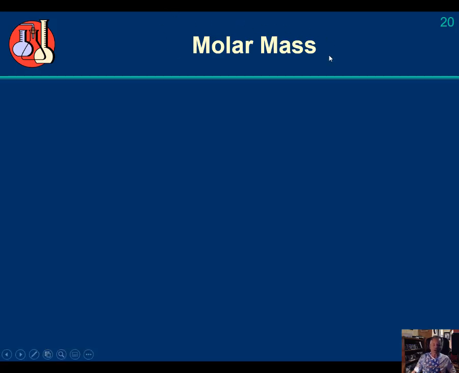Okay, just to remind you from the last lecture, we're talking about molar mass. And molar mass means the mass in grams of 1 mole of anything. If we were to take the molar mass of anything in the macroscopic world, it would be so huge that it would be a useless concept. But it's great for tiny things like atoms and ions and molecules.